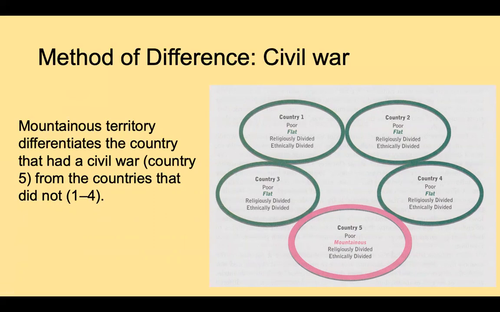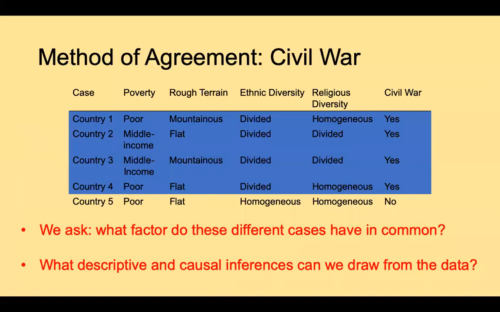We're examining similar cases to try to figure out how they are different and how that difference becomes consequential for the outcome of interest for us, which in this case is civil war. So this is the method of difference, but we're going to take a look at the data from a different angle. And this is new data. This is a different set of values on those cases. This is going to be an analysis using the method of agreement.